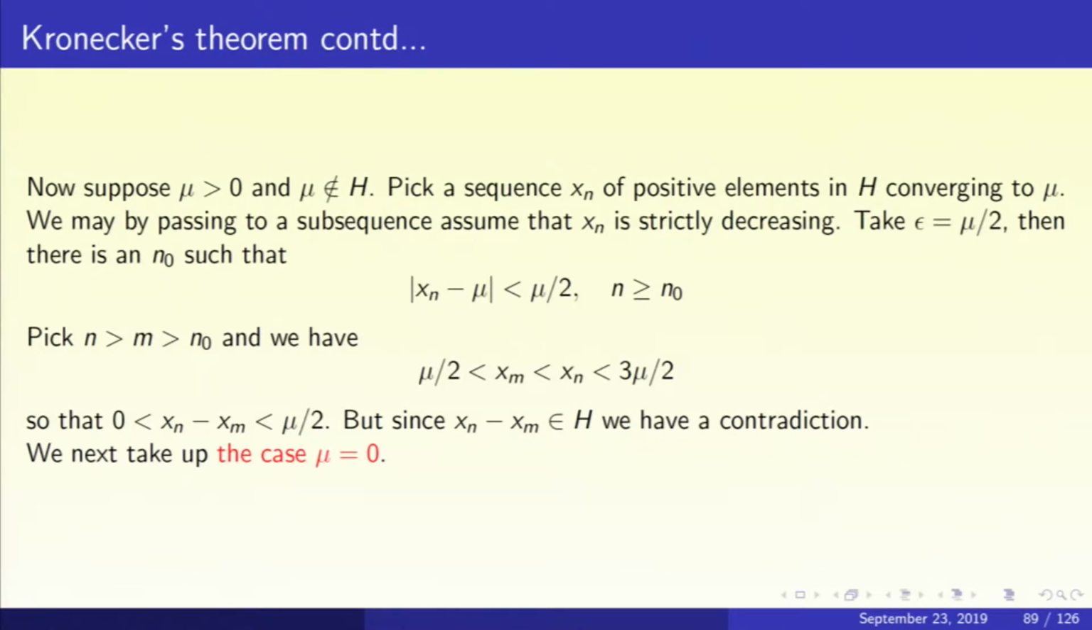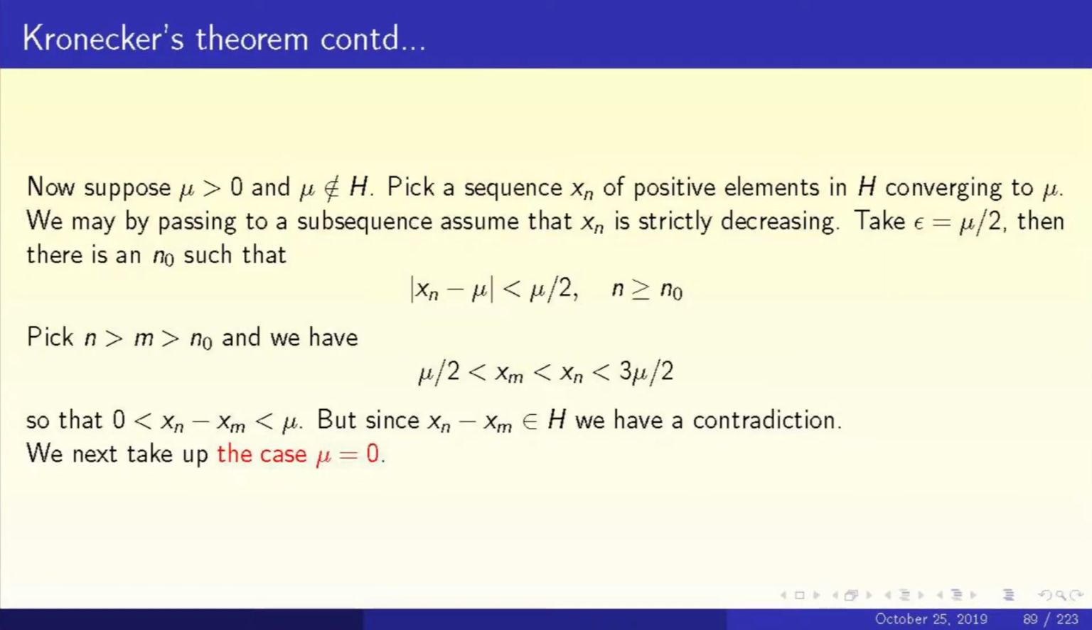Okay, so let us assume that mu is positive. Mu is the infimum, remember? Mu is the infimum, mu is positive, and mu does not belong to H, which means we can find a sequence Xn of positive elements in H converging to mu. By passing to a subsequence if necessary, we may assume that Xn is strictly decreasing. Every sequence has a monotone subsequence. That's a general fact. And since the subsequence converges to the infimum, it can be strictly decreasing.